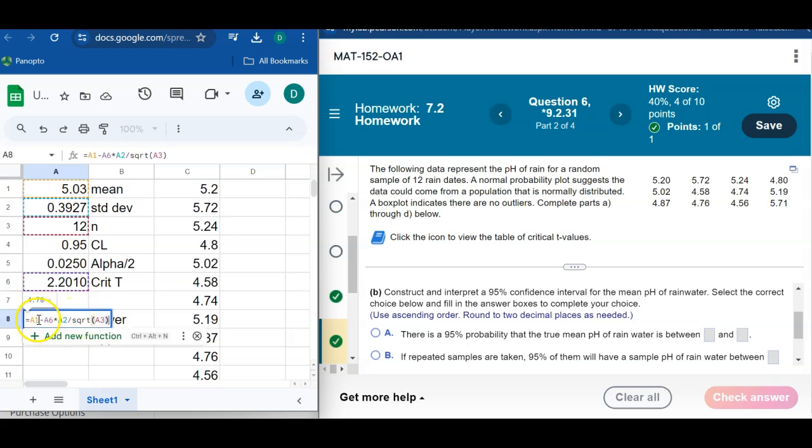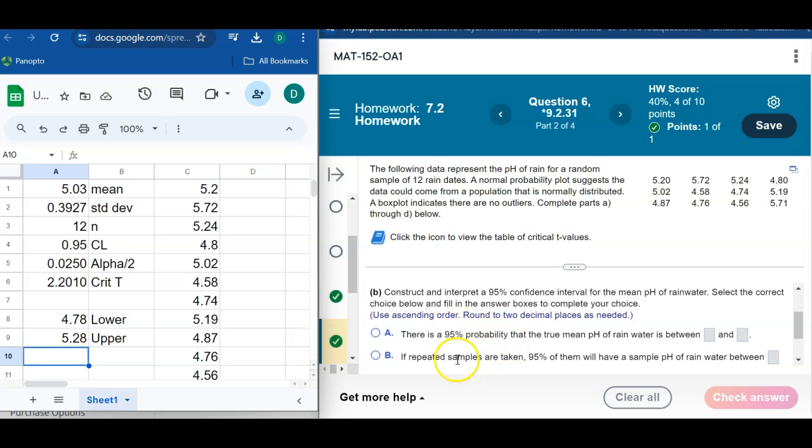My lower number is the sample mean minus the critical t times the standard deviation divided by the square root of my sample size. This is part of the formula sheet that you'll be given, so you'll have access to this formula to get that lower number and upper number. The upper number is the same thing, it's just we put a plus in there instead of a minus. So when I go down to the upper number, notice it's the sample mean plus the critical t times the standard deviation divided by the square root of the sample size.